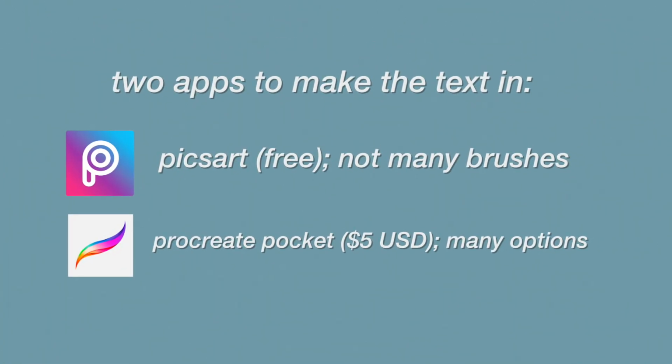In order to make the animated doodle text, there are two apps that I would recommend. There's PixArt, which is free, but it doesn't have as many brush options. And the second option is Procreate Pocket or Procreate. It's $5 for the Pocket version. It has a lot of options, and this is the one I use, but you can definitely make this effect on both of these apps.